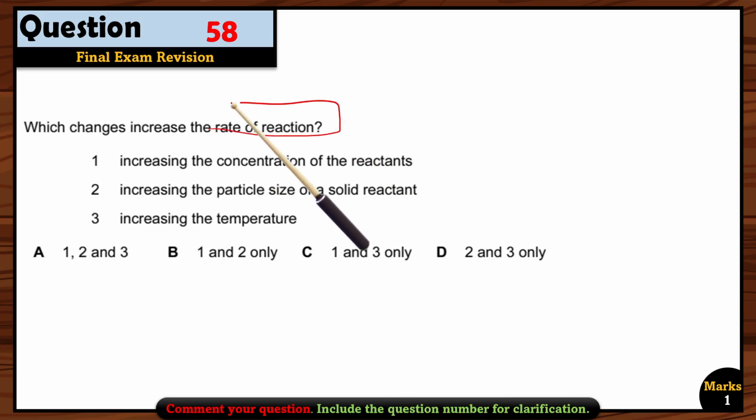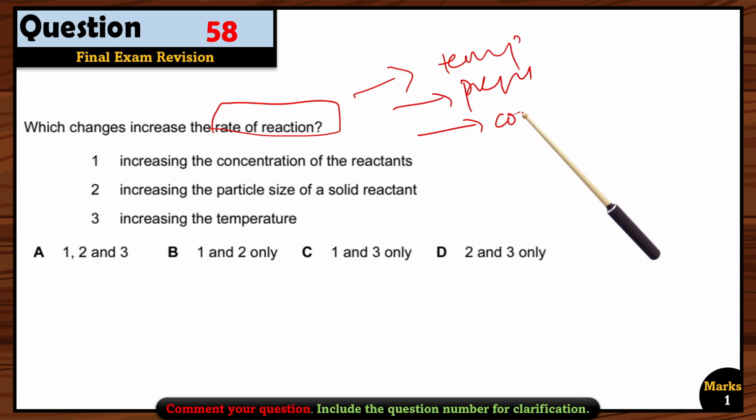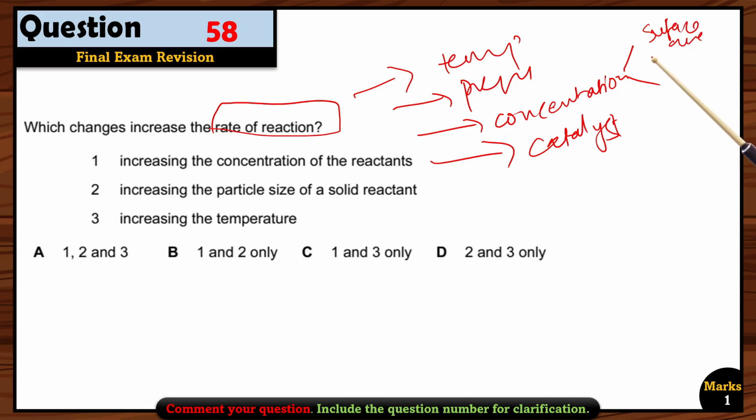So the rate of reaction, there are four factors that can increase the rate of reaction. First is the temperature, the second is the pressure, third is the concentration, and fourth is the catalyst. These are the four factors that can increase the rate of reaction. In concentration, you can have two types. Either it can be a surface area, a high surface area for the solid, and concentration for the liquids. So surface area, if it is higher, then the rate of reaction will also increase.